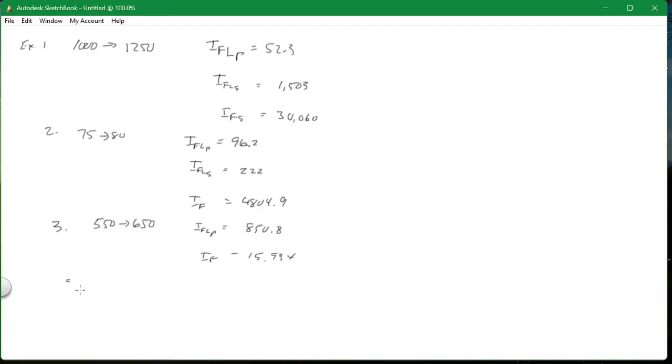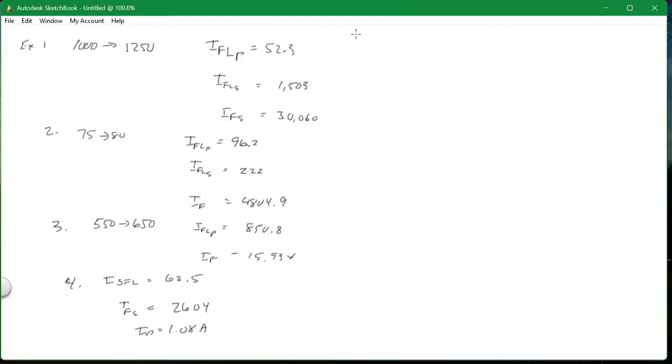Okay, number four. I don't remember what the thing was, but secondary full load is equal to 62.5. I fault, no, I fault secondary is equal to 2604, and I primary is equal to 1.08 amps.